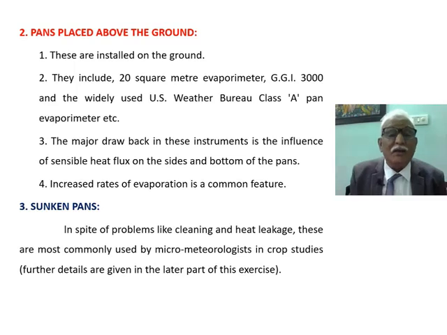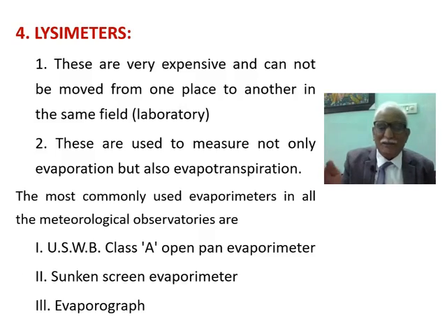Now, pans placed above the ground. These are installed on the ground. They include the US Weather Bureau Class A Pan Evaporimeter and the Sunken Screen Evaporimeter. We are going to discuss these two elaborately in the next few slides. Then there are lysimeters, which are very expensive and fixed, and cannot be moved from one place to another. These are used to measure not only evaporation but also evapotranspiration. However, the most commonly used evaporimeters are the USWB Class A open pan evaporimeter, the sunken screen evaporimeter, and the evaporograph, which we are going to discuss elaborately in this class itself.